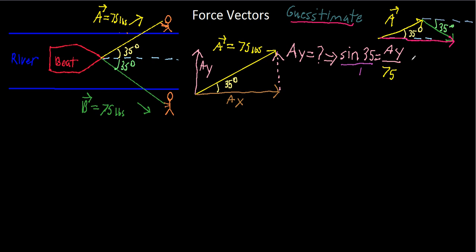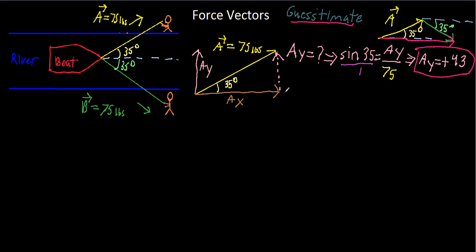So A of y equals positive 43. When I say positive, it's because it's going up. The y component is obviously going up in vector A. So I'll go ahead and box that answer right there, the component A of y, or the y component of vector A.